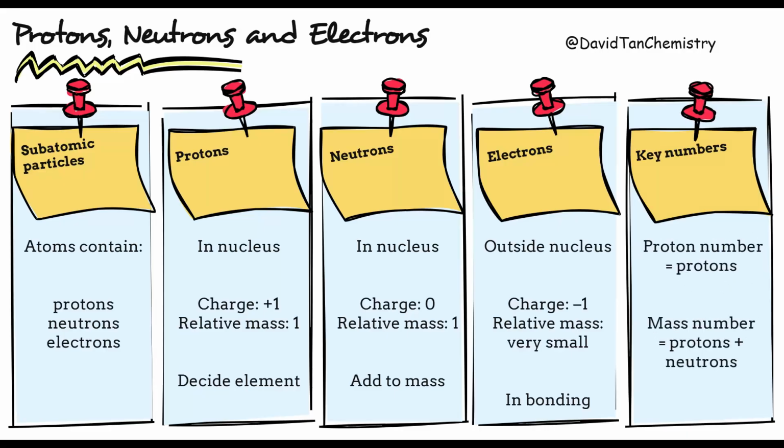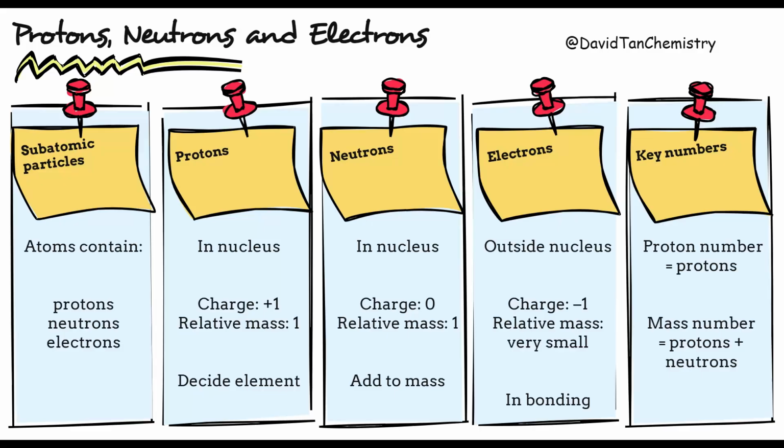So, here are the two key numbers to remember. Proton number means the number of protons. Mass number means the number of protons plus neutrons. One more important point: in an electrically neutral atom, the number of protons is equal to the number of electrons. This is because the positive charges from protons balance the negative charges from electrons.